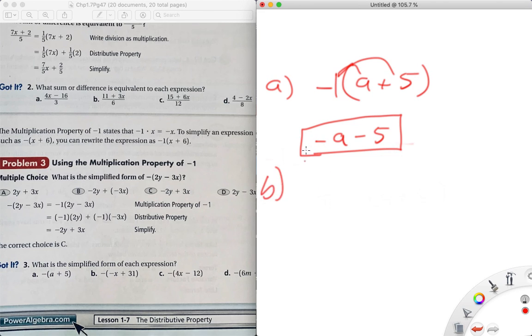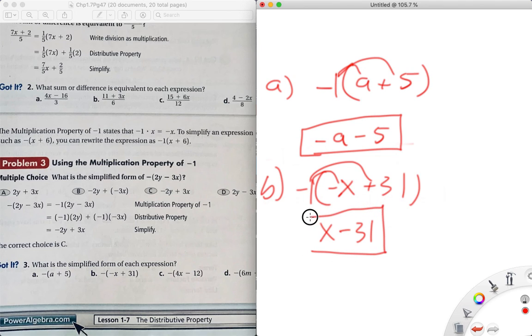B, we have negative times negative x plus 31. Again, there's a 1 here if you want to write it. Negative 1 times negative x is positive x. Negative 1 times positive 31 is minus 31. So x minus 31.